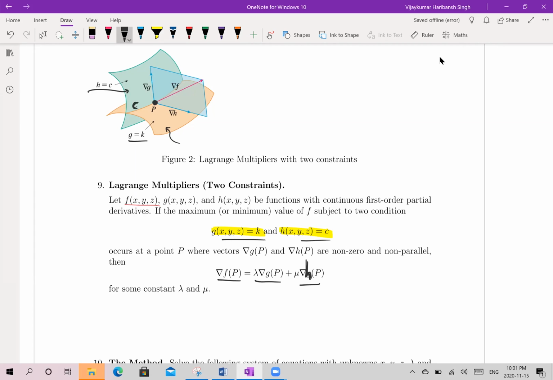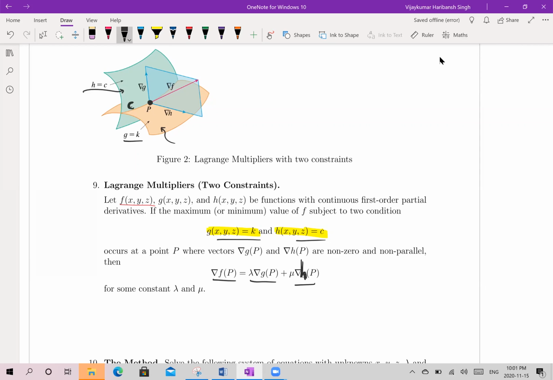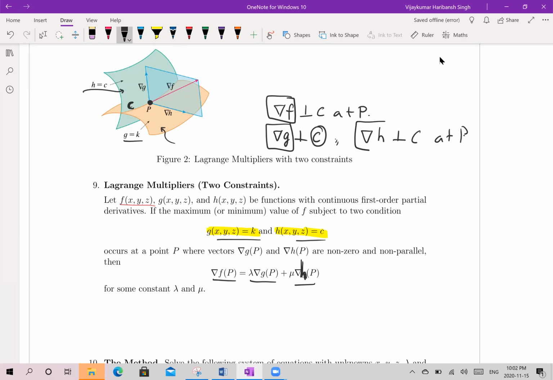Now if f has an extreme value on this, then grad f is orthogonal to C at P. And also naturally grad G is perpendicular to C, because C is part of G. C can be defined as a curve which lies inside G, so it will be perpendicular to C, and in particular perpendicular to G at that point P. That's important. Similarly, grad H is also perpendicular to C at P. So this means grad F lies in the plane spanned by grad H and grad G.